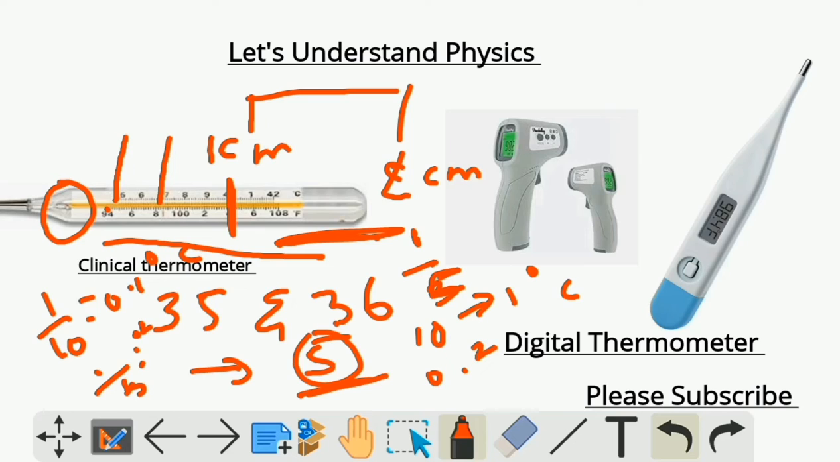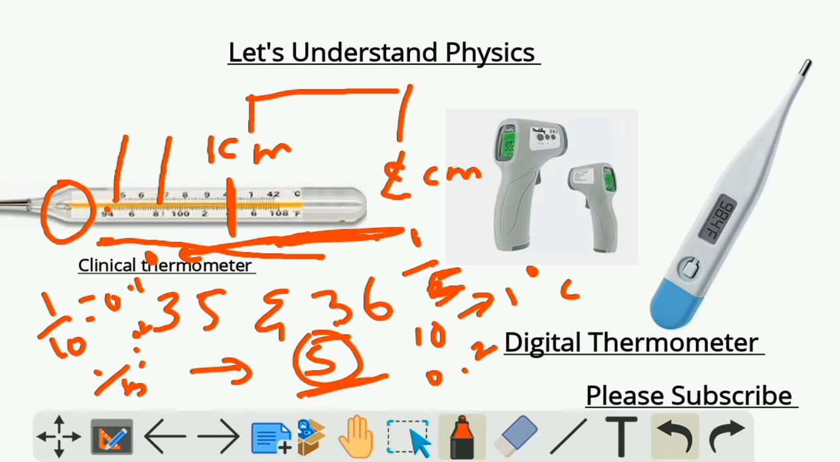In the Fahrenheit scale, the range of the thermometer is from 94 to 108 degrees Fahrenheit. You can see it on the thermometer. On the Celsius scale, the range of the thermometer is 35 degrees Celsius to 42 degrees Celsius. That means the normal body temperature will generally be between 35 and 42 degrees Celsius. It will not exceed that. Understood?